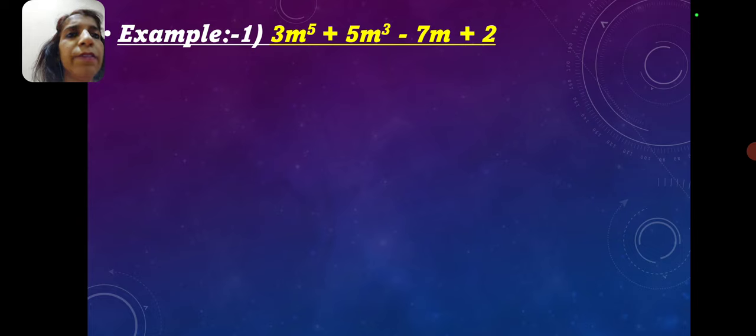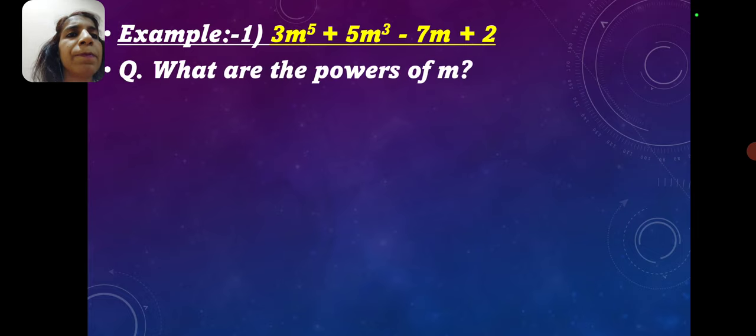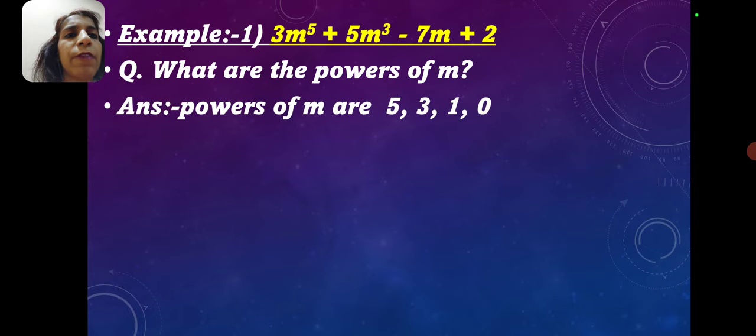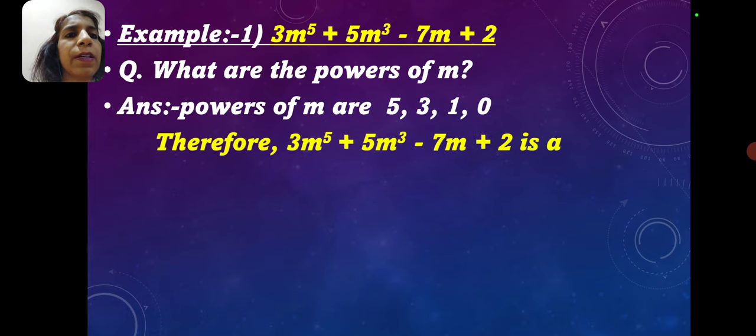3m raised to 5 plus 5m cube minus 7m plus 2. Okay. So what are the powers of m? Yes, the powers of m are nothing but 5, 3, 1 and 0. Okay. Therefore, the given expression 3m raised to 5 plus 5m cube minus 7m plus 2 is a polynomial.